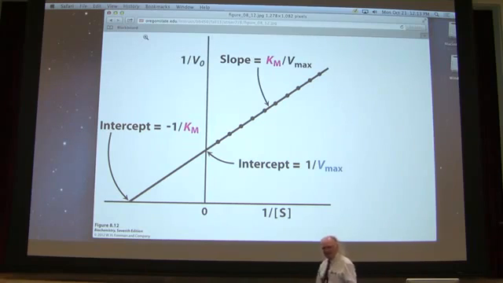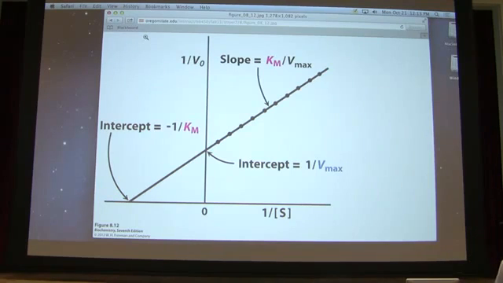Yes? I'm just curious. I didn't catch that maybe. How did you graph this? How did I graph this? I took all the values I had before, and I took the reciprocals of them. So I had velocities, I took the reciprocal of velocity. I had substrate concentrations, I took the reciprocal of the substrate concentrations, and then I plotted them on this plot. That's where this data came from. Okay?